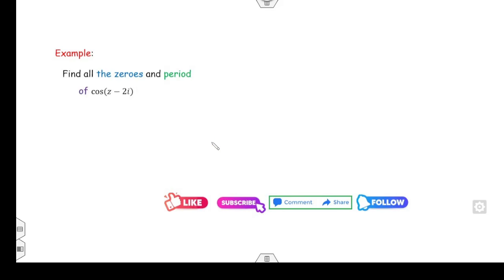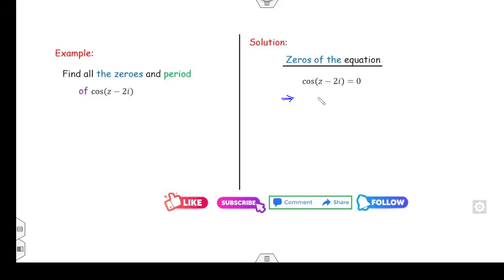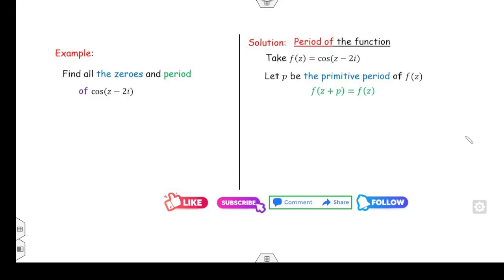Look at the third one. Find the zeros and the period of the function. So let's start firstly with the zeros. That implies z minus 2ι is (2n + 1)π over 2. So can you find the value of z? z becomes 2ι plus (2n + 1)π over 2, where n is my integer. These are the zeros of the function. For the period, I can start with this definition again. I can substitute z minus 2ι, which is equal to cos of z minus 2ι. I can rewrite the given statement.